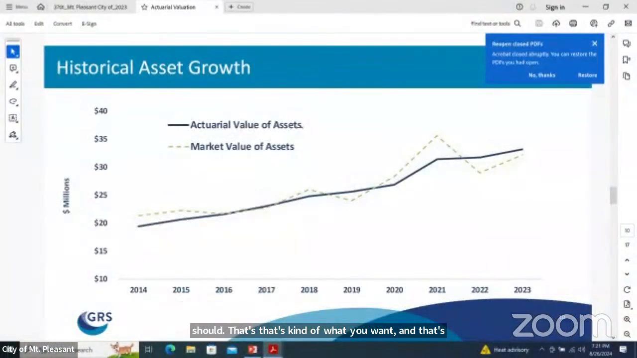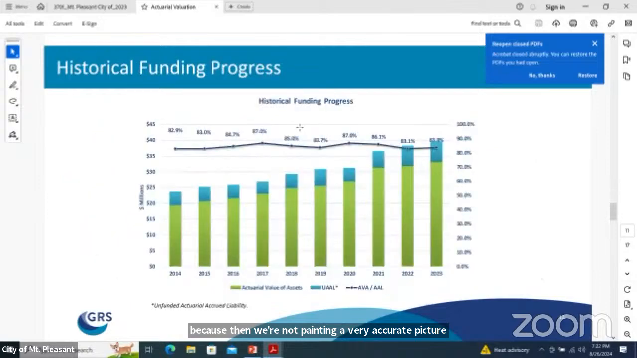Periods of volatility often yield high returns, but we just don't want to use that for our measures, because then we're not painting a very accurate, kind of unbiased picture of what's changing with the fund from one year to the next. I think we already talked about this a little bit.